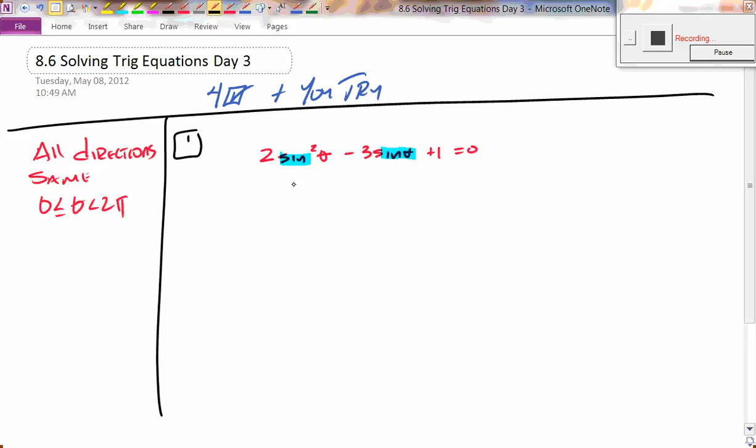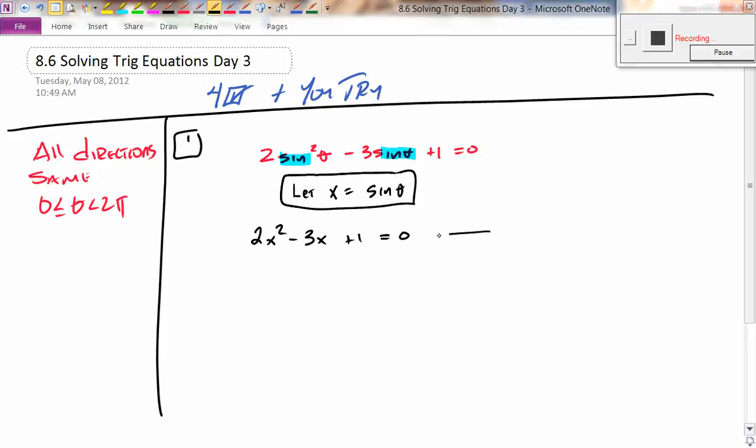So at this point, we're going to say, let's let x equal the sine of theta. Okay, we're going to make this little distinction here. Now, why would we do that? Because then we get something that looks like this: 2x squared minus 3x plus 1 equals 0. Oh, that's pretty sweet, right? That's a quadratic. And we're very good at solving quadratics, aren't we?